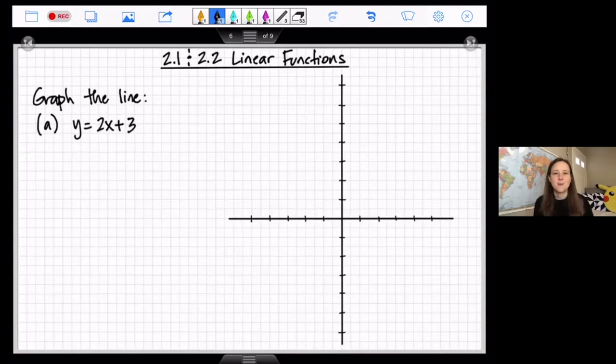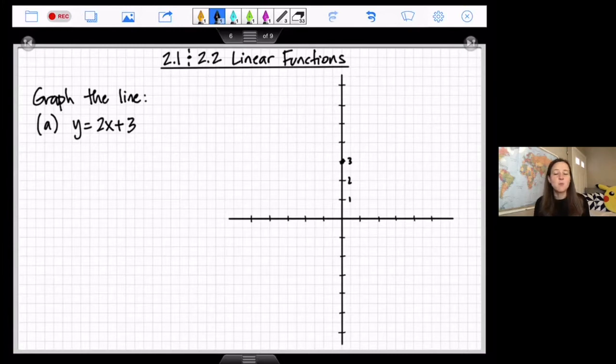We'll start off with a straightforward one, y equals 2x plus 3. This looks like y equals mx plus b. So when you've got a y equals mx plus b, you're going to start off at that y-intercept, b, which is 3 for us. So I'm going to go up to 1, 2, 3 on my y-axis. That's going to be my y-intercept.